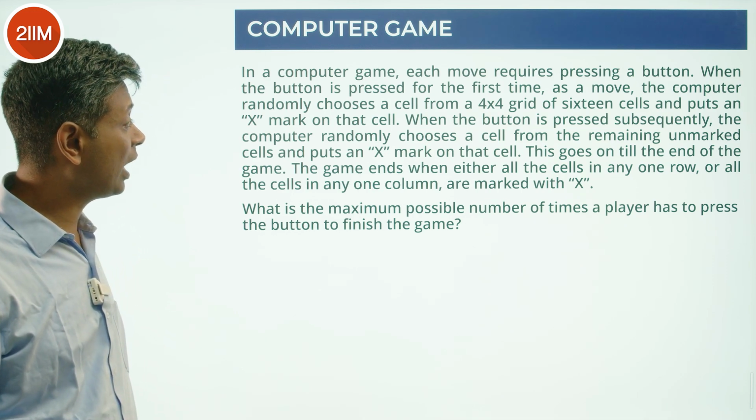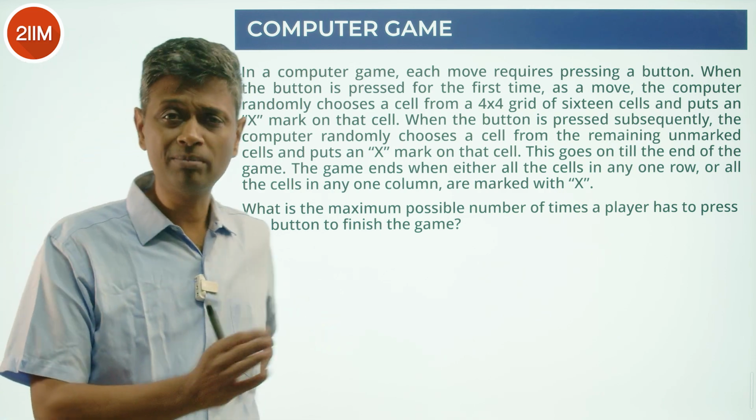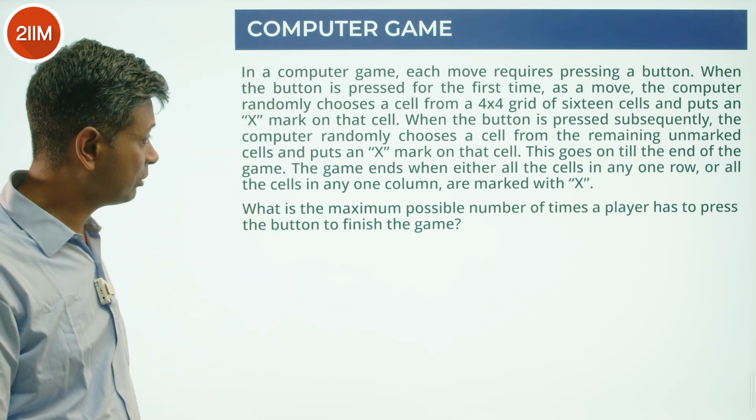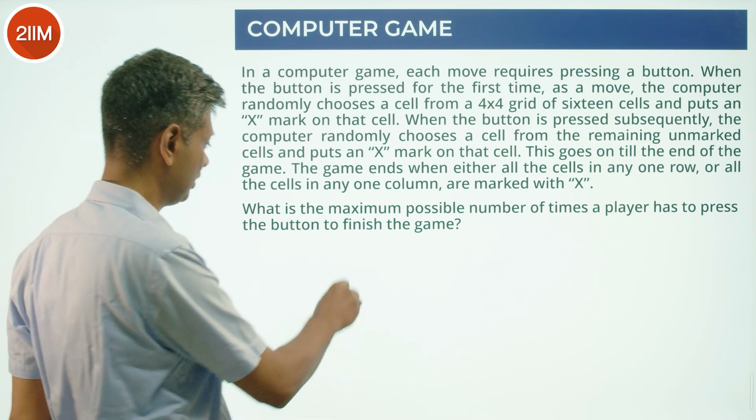The game ends when either all the cells in any one row or all the cells in any one column are marked with X. What is the maximum possible number of times a player has to press the button to finish the game? Lovely.